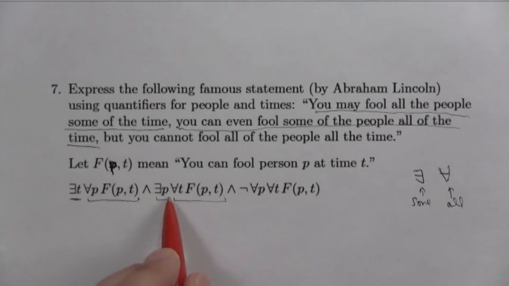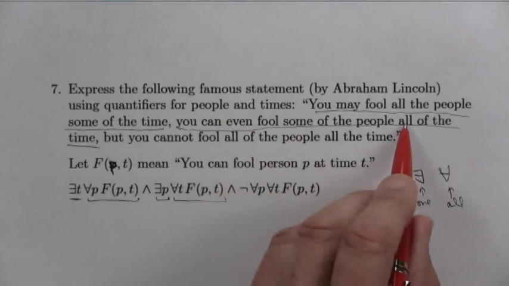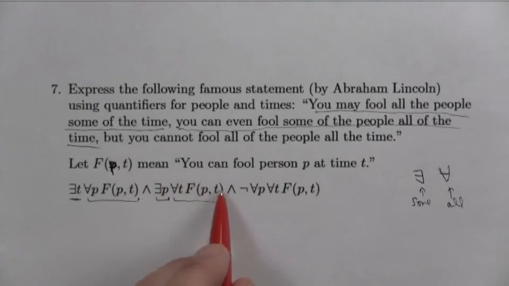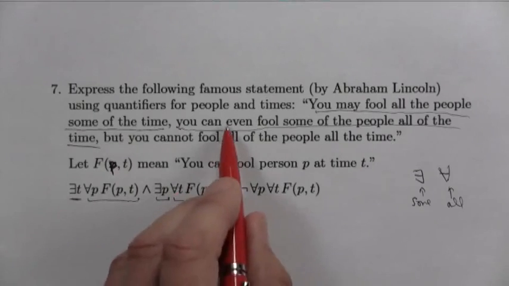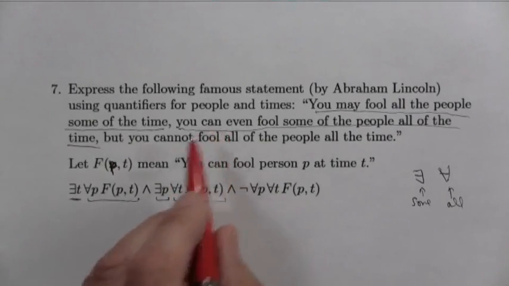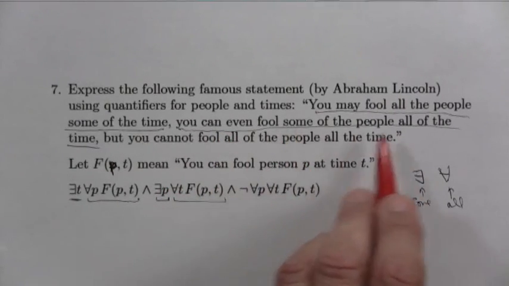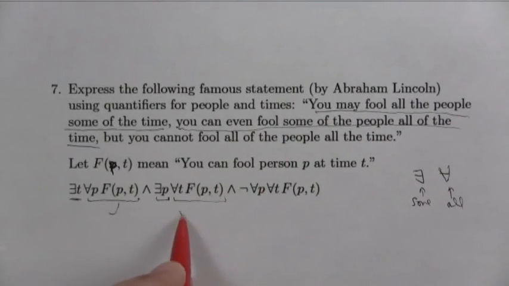Okay? You can fool some of the people all of the time. So you can find some people who can be fooled all of the time. Okay, I thought for a moment that when I worked this out a little while ago I got it wrong, but no, I think that's exactly what it means. There are some people who can be fooled for all of the time. Okay, so I'm happy with that one.